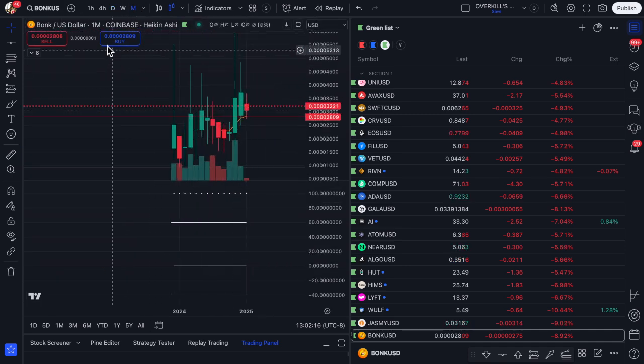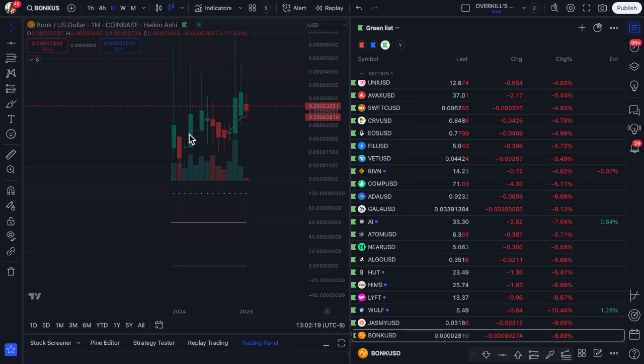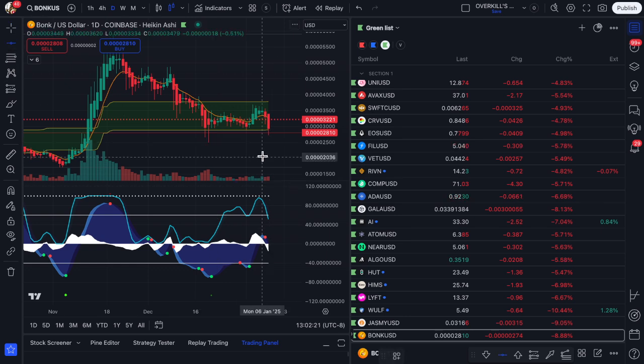Bonk got rejected too. That one's got a red candle. No data on the monthly for Bonk, but this one needs to hold this low right here at 0.000025.